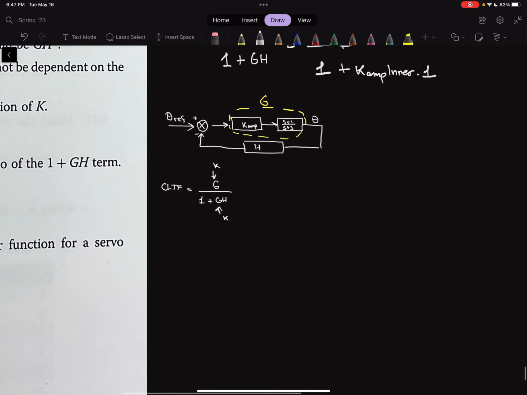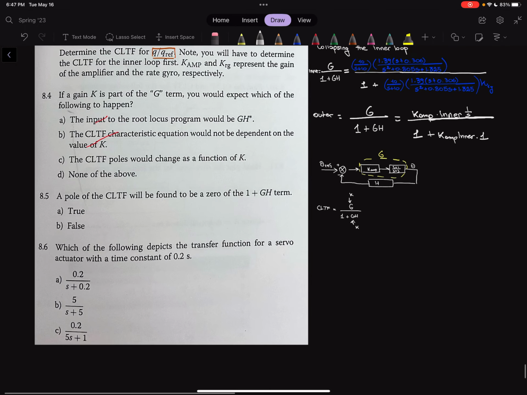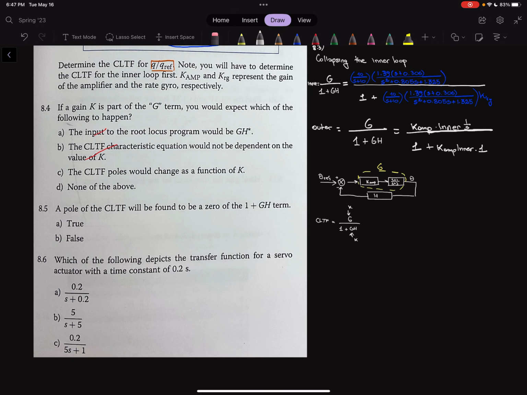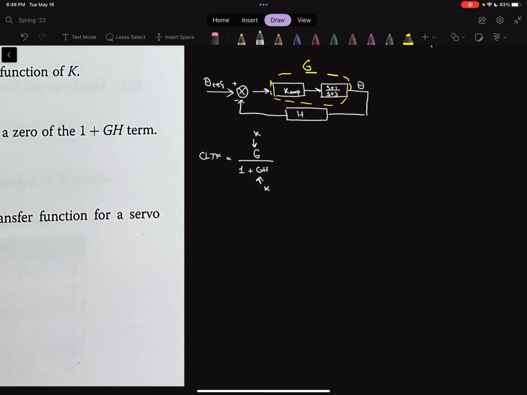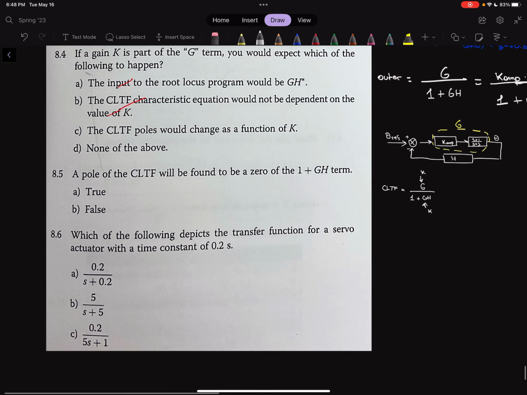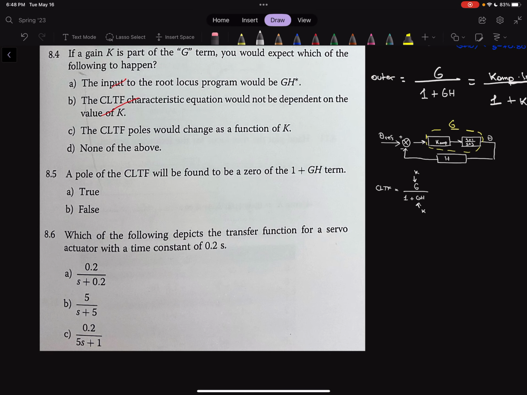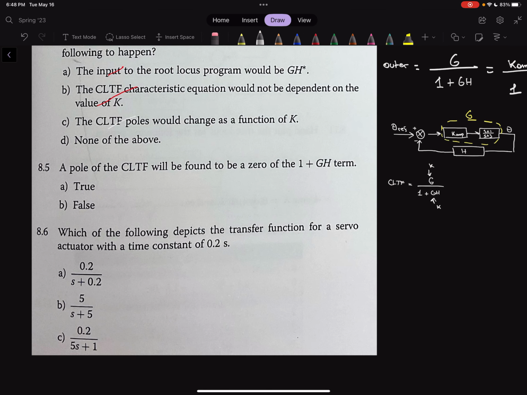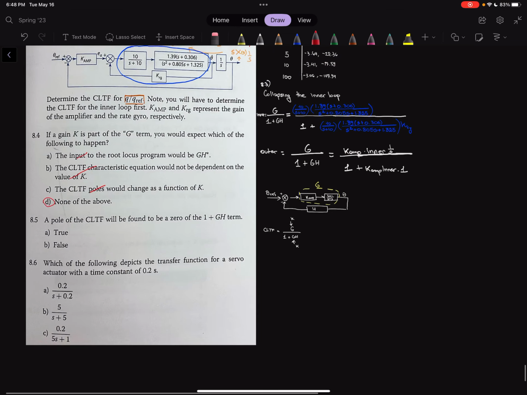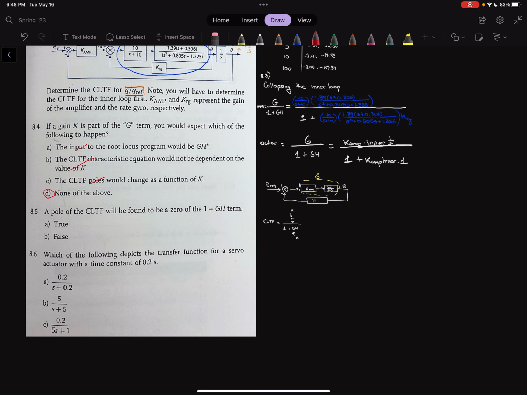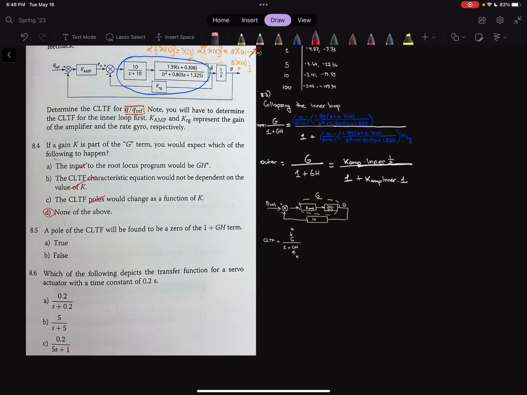So let's see, the poles are the bottom. Would they change as a function of k? I don't think they would. The zeros would change. The poles wouldn't, because we're multiplying k with the numerators and not the denominators. So I would say none of the above. However, the book gives solutions for C. So I'll circle back on that one.